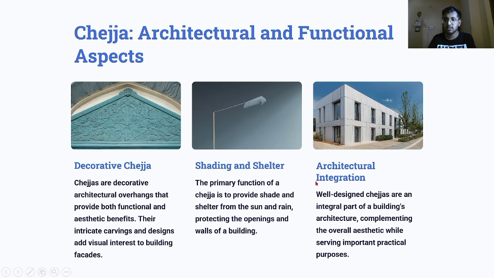Next, we have architectural integration. Well-designed structures are an integral part of the building's architecture, complementing the overall aesthetic while serving important practical purposes. As you can see, there is a building over here, which is a completely modern-day building. There is a roof on top, which provides shelter and also provides the overall aesthetic for a modern house.